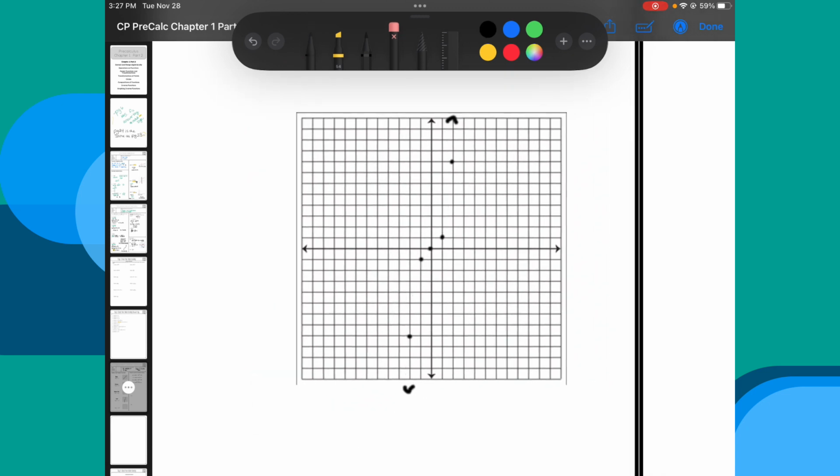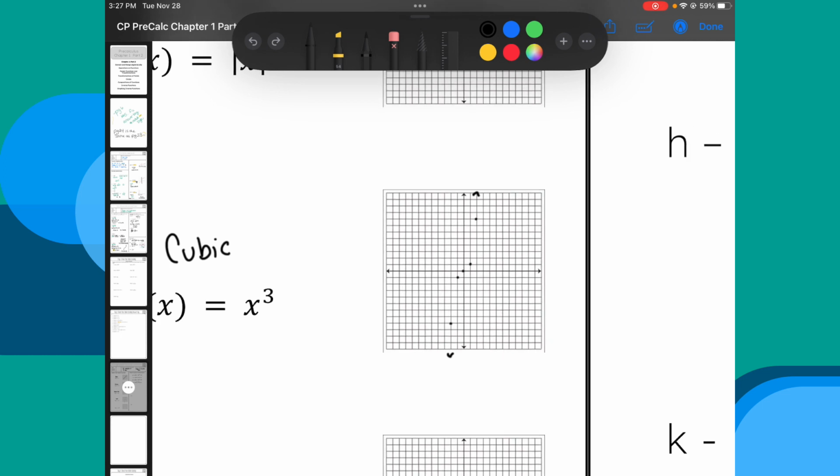Let me try that again. So we're going to come down. Much better. I'm having a really hard time doing it on this graph. Let me zoom out. That's the best one so far, so we'll leave it.